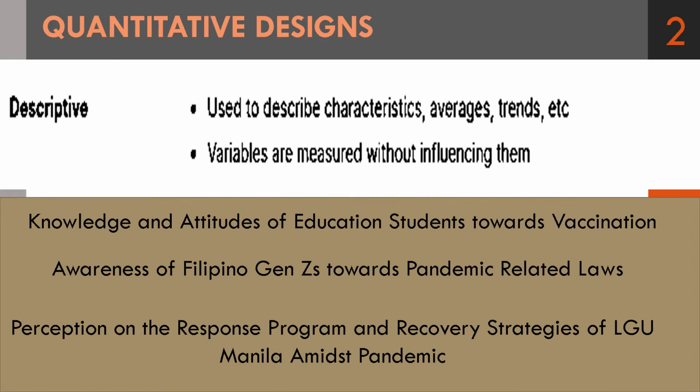Next is descriptive. It is used to describe characteristics, averages, trends, etc. Variables are measured without influencing them. So in this descriptive design, dinidescribe yung sitwasyon, yung tao, yung mga variables, the relationships to each other, are they affecting each other? So, yun yung purpose ng descriptives.